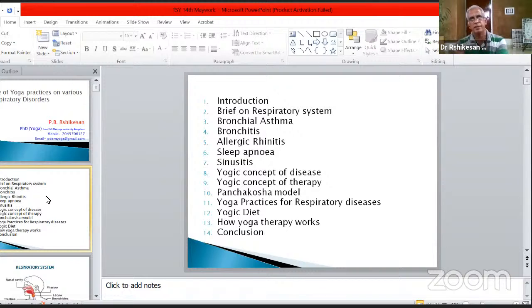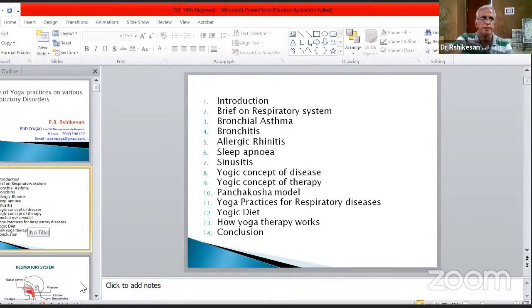Here we are covering bronchial asthma, bronchitis, allergic rhinitis, sleep apnea, sinusitis, and the yogic concept of disease also. We will have a brief outlook on that, and then the therapy for the respiratory system, where we will focus on the integrated approach of the yoga therapy module. These are the points we will try to cover today, depending on the time availability, within 1 hour or 1.5 hours.